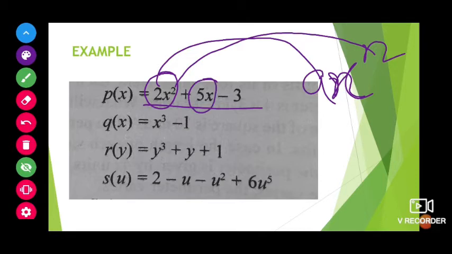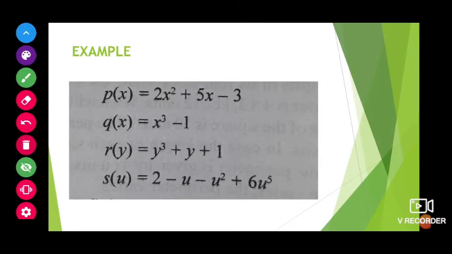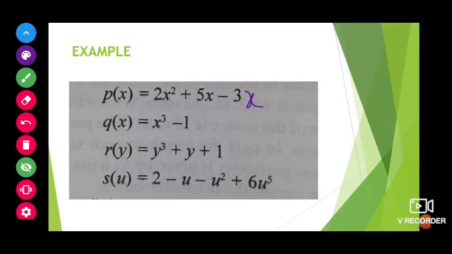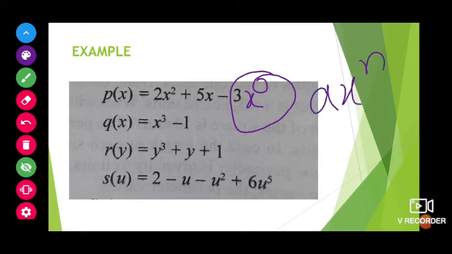The next term is again in the form of a x to the power n. So for the second term, a will be 5, and since nothing is written for the power, we take 1, so n is 1. The last term is a constant, so I will write 3 x to the power 0. Anything to the power 0 is 1, so 3 into 1 is 3 only. So again it is in the form of a x to the power n: 3 is a, 0 is n.